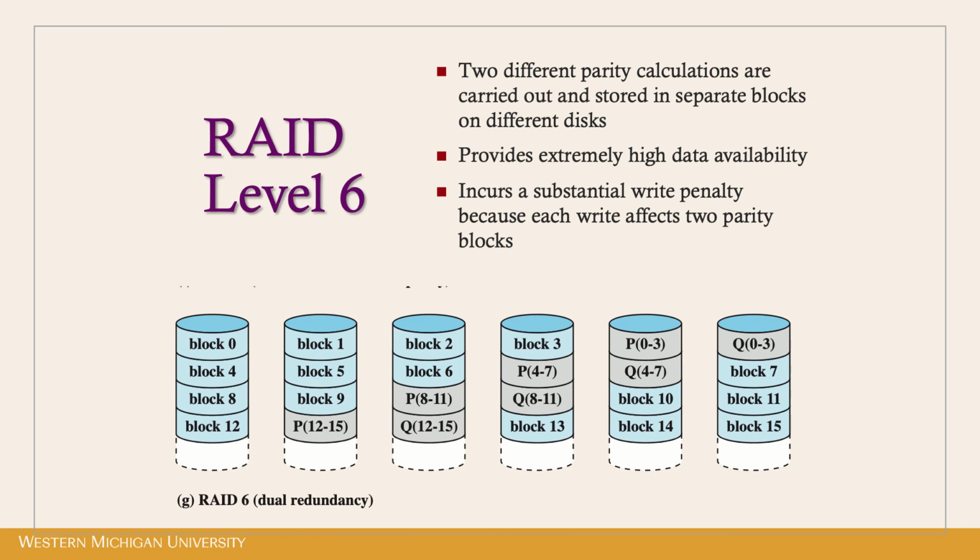Again, of these 7 different RAID levels, the 4 that are most commonly used are 0, 1, 5, and 6. And again, they can be combined. RAID 10 isn't really a separate RAID level. We're actually combining RAID 1 and RAID 0. RAID 50 is a combination of RAID 5 and RAID 0.